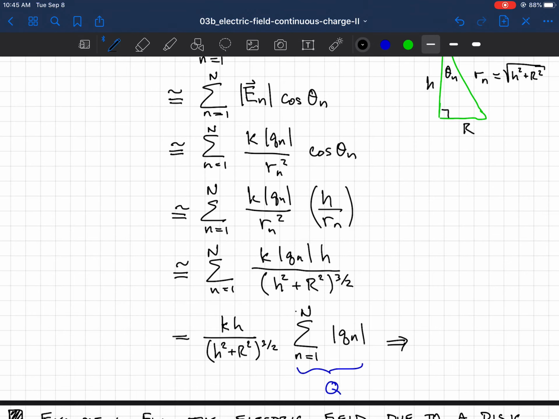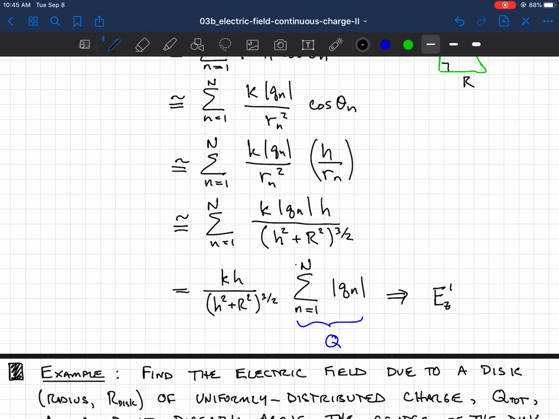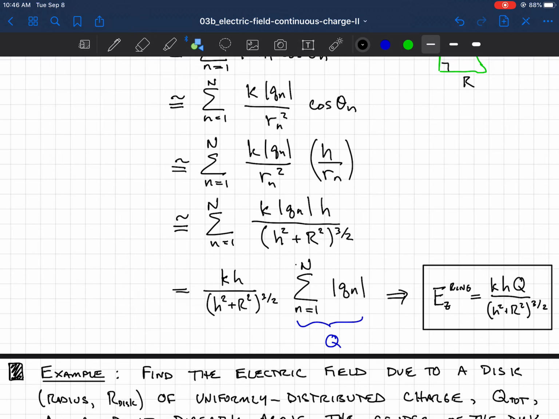So what we get is E_z for the ring is equal to k h Q, I guess the Q is positive, so I don't need to put absolute value, over h squared plus r squared to the 3 halves. And that's our result. So that is the electric field of a ring. I could also specify, if I were to stop here, the electric field vector is equal to (0, 0, E_z ring). Just to be completely clear, I've already said from qualitative arguments, from symmetry, that I don't need to find E_x and E_y, and I've already found the value for E_z.